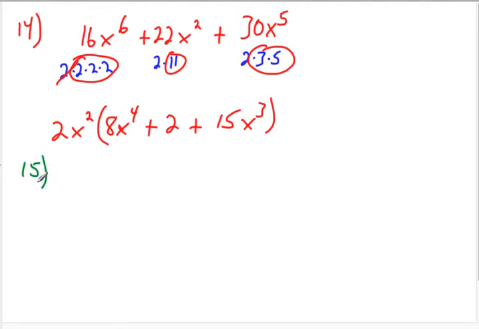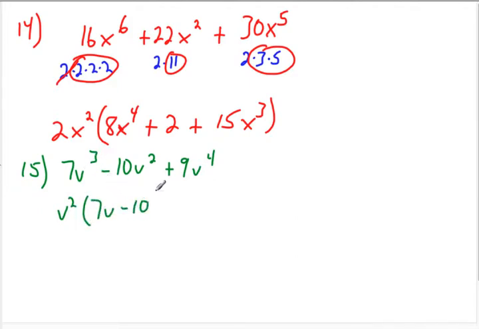Alright, moving on to problem 15. We have 7v cubed minus 10v squared plus 9v to the fourth, looks like. Alright, so 7 is a prime number, and none of these have 7 as a factor, so there's no number factor in common, but they do have two v's in common. So this one, we just have a 1v remaining, no v's remaining, and two v's remaining. So that one was pretty easy.